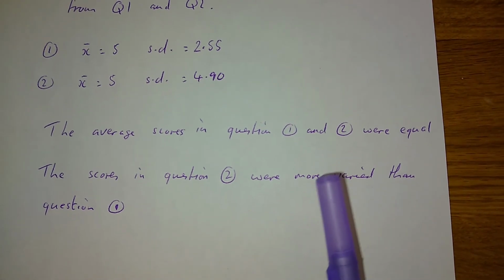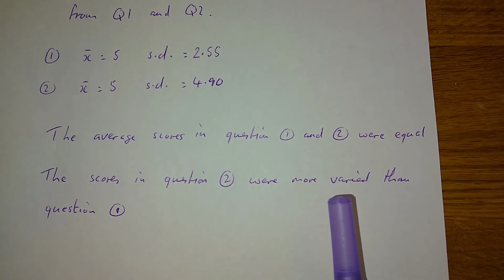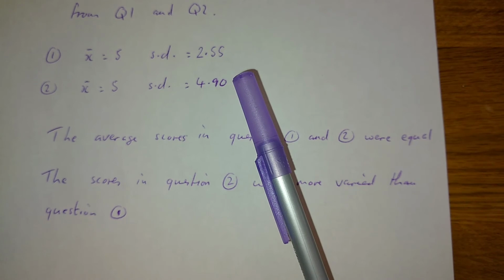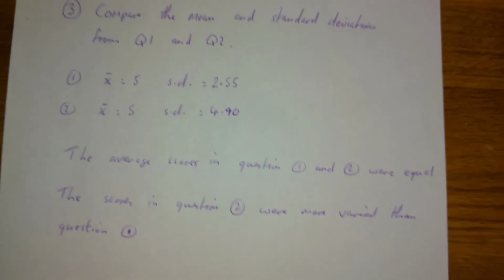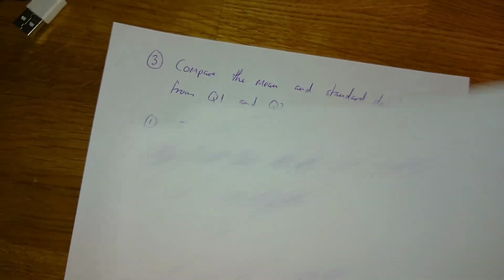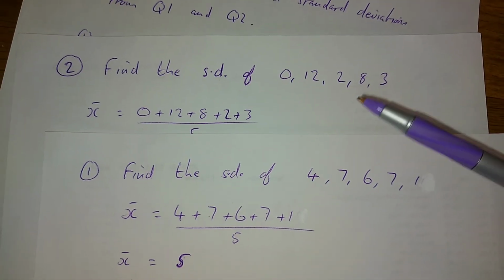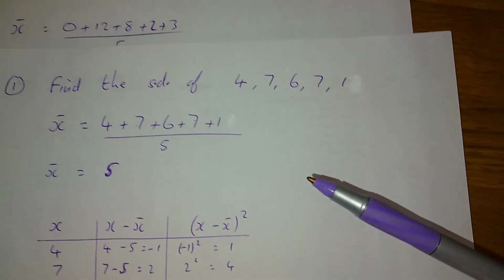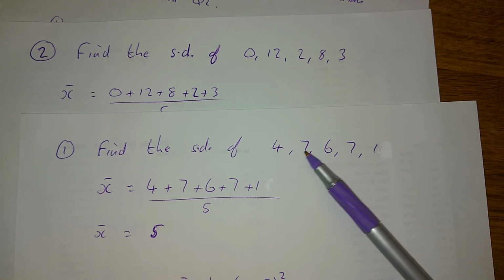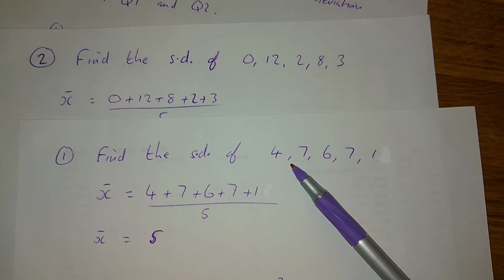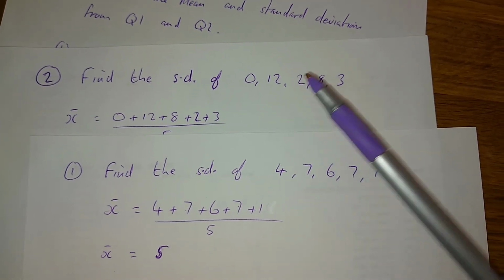I'm showing that I understand that standard deviation tells us, when we're comparing 2 sets of data, that one is more varied than the other. If we have a quick look at the numbers that we had in question 1 and question 2. So question 1 here, an average of 5, they were reasonably close to 5, whereas in the second question they were more spread out, so we'd expect a higher standard deviation here because the scores are more varied.